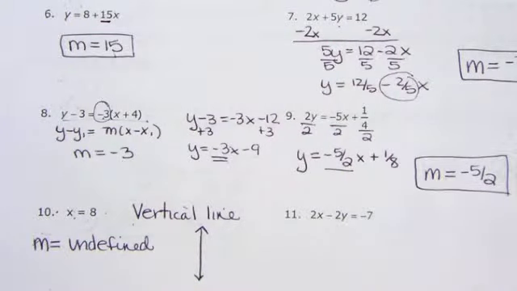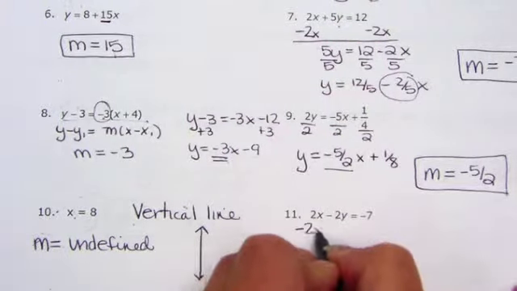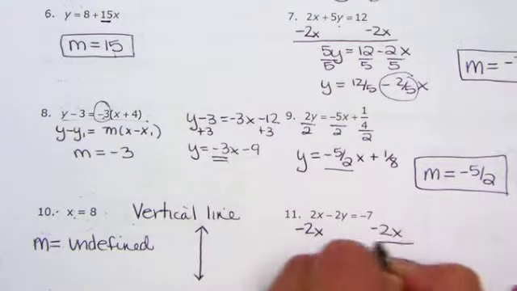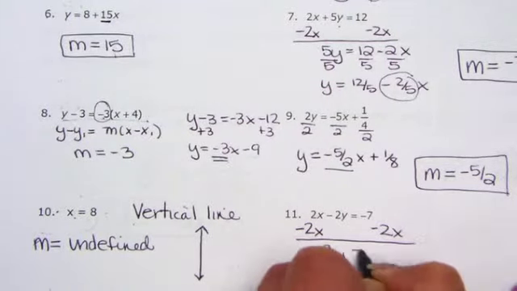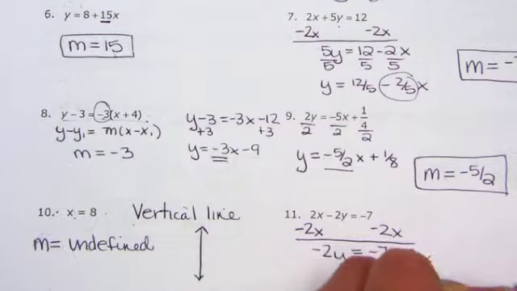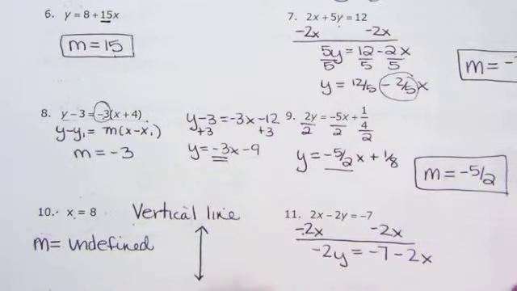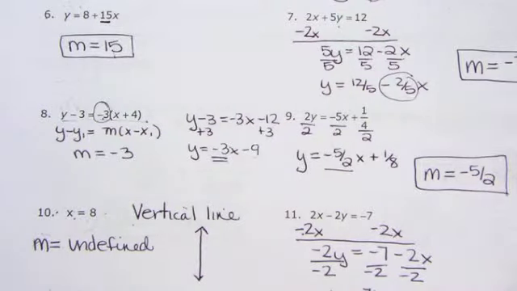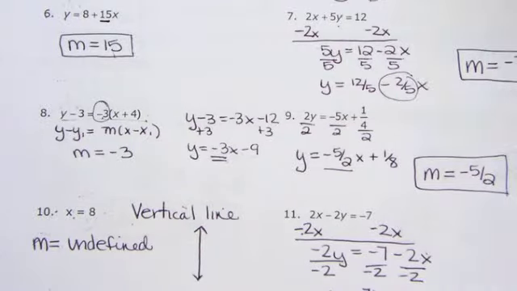In problem 11, you had to get y by itself. I am going through the steps right now. First, I subtracted 2x from both sides. Now I'm going to divide everything by negative 2. And when I do that and I make sure that I simplify, I can see that my slope is a positive 1. Excellent.